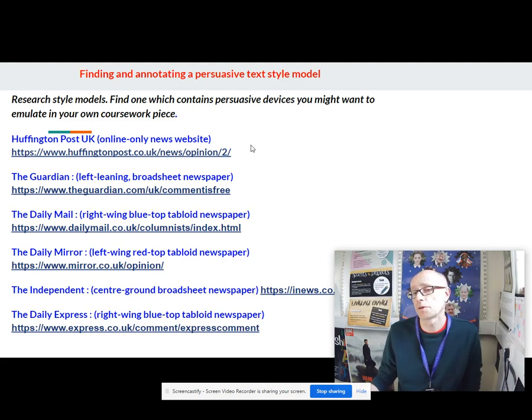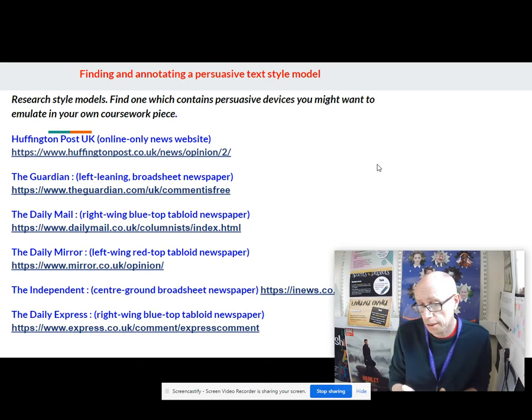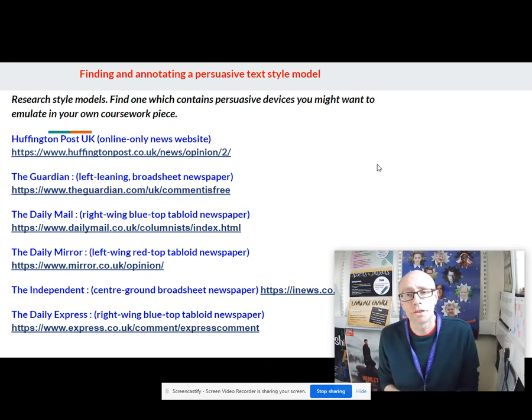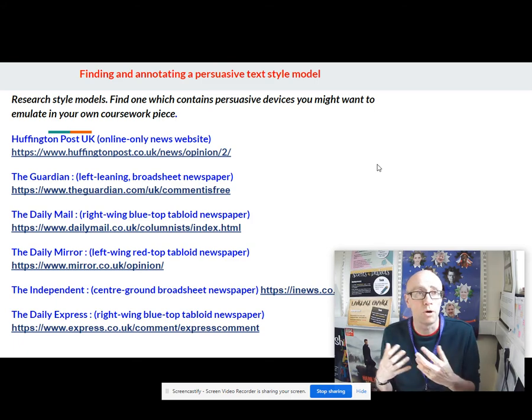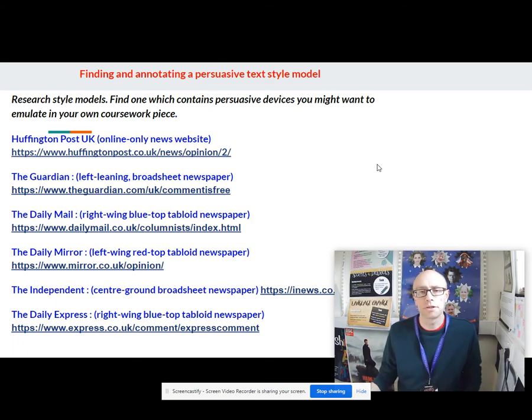I would always first of all go to Huffington Post. Huffington Post UK, there's Huffington the USA edition as well. So this is a news website that is absolutely full of writers, good writers, who are using all sorts of persuasive techniques in order to persuade you in certain ways. And the beauty of Huffington Post is it's not predominantly left-wing or right-wing, that you've got this range. Okay, so have a look on Huffington Post.